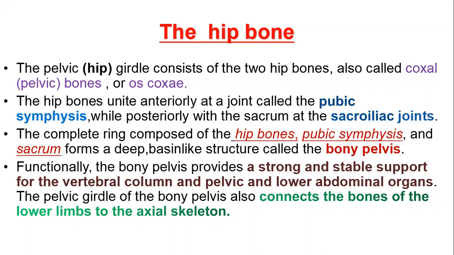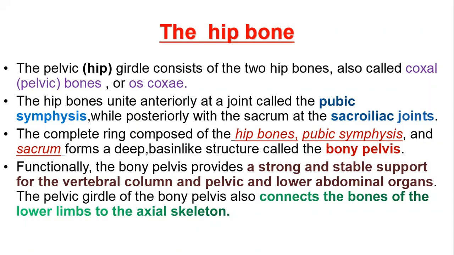And remember, the sacrum is part of the axial skeleton, but when it comes to the description of the bony pelvis, we have to include it with the other bones of the pelvis, which are the hip bones, and the joint at the anterior aspect of the hip bone, which is the pubic symphysis.